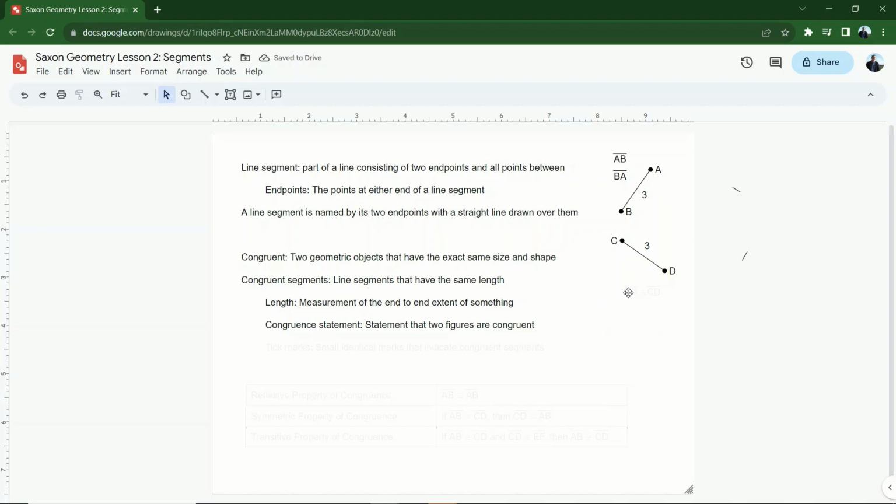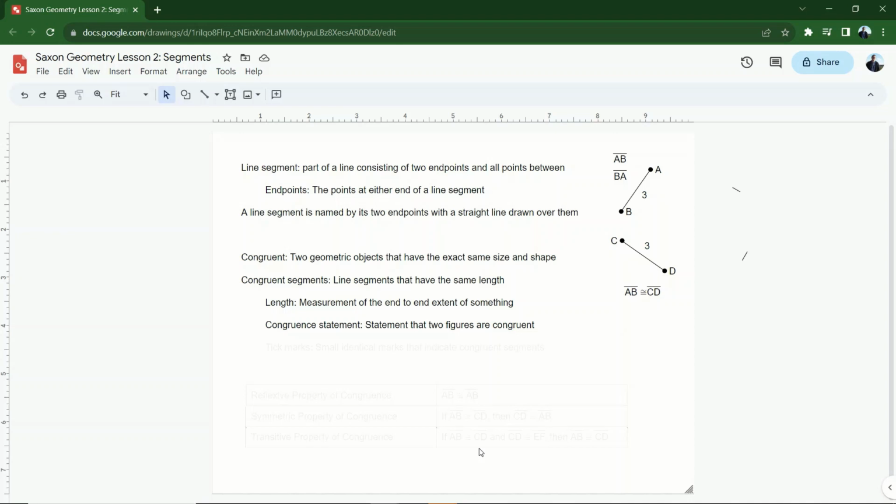In this case, my figures are line segments. And I'm just going to identify what that looks like. This is a congruence statement. Notice I say segment AB. Then I have the symbol for is congruent to. The congruency symbol is an equal sign with a little squiggle symbol over the top. And then CD, segment CD. So here I'm saying segment AB is congruent to segment CD.